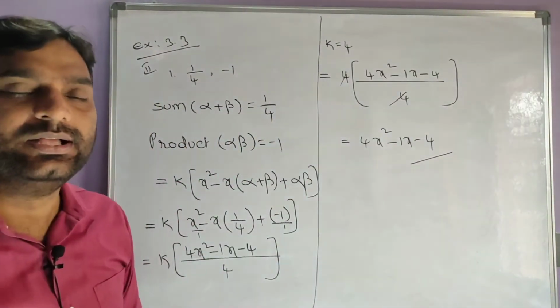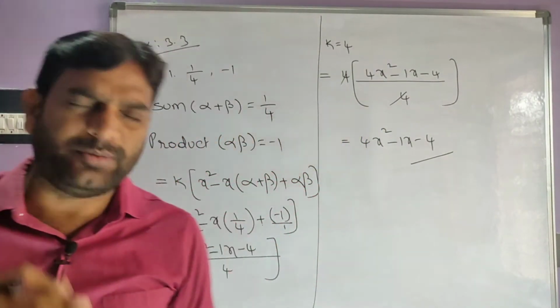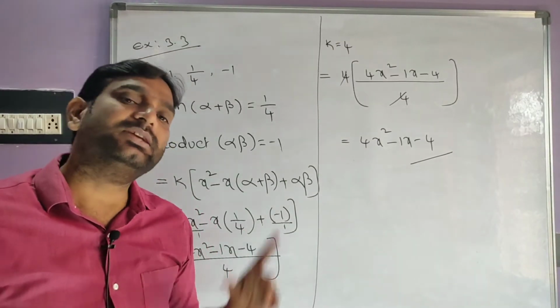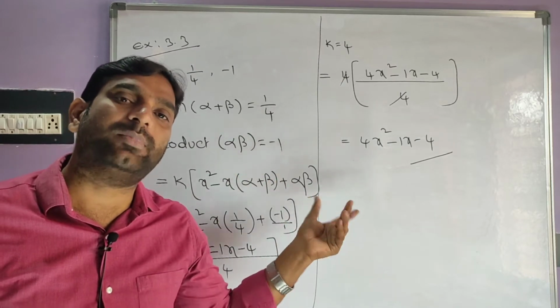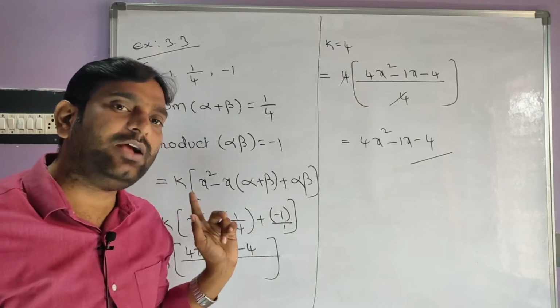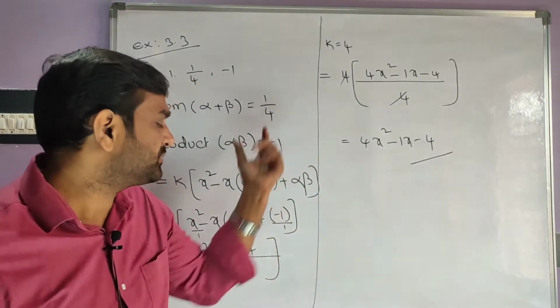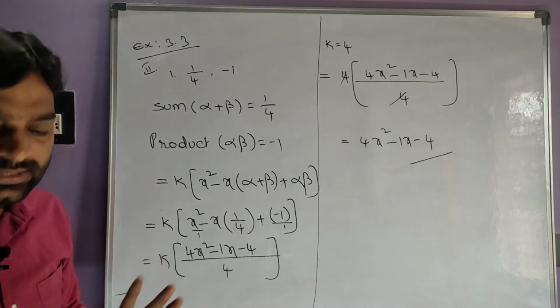This is the process. If you are given the sum and product of the quadratic polynomial, how do you find the quadratic polynomial? The formula is k of x square minus x of the sum of the roots plus the product of the roots. That is k of x square minus x of alpha plus beta plus alpha into beta. Just substitute in that. What is k here? A constant. Is that clear? Okay.